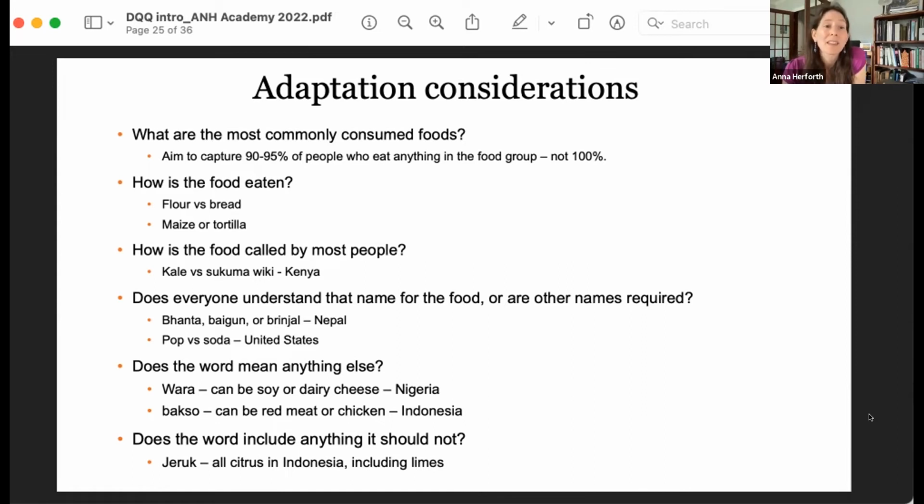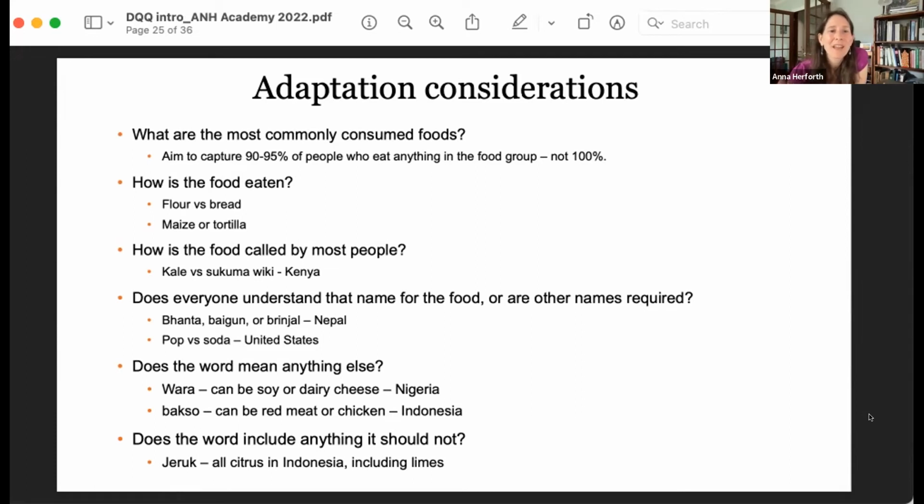In Nepal, there are 3 different names for eggplant, and all of them are needed in terms of what we heard from our key informants. If we left out any one of these words for eggplant, we would miss people who actually eat it. Same like in the United States, some people call it pop, some people call it soda. So we include both of those.